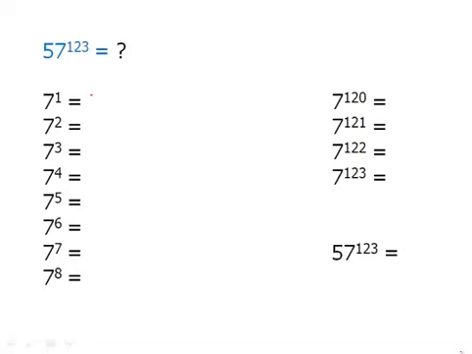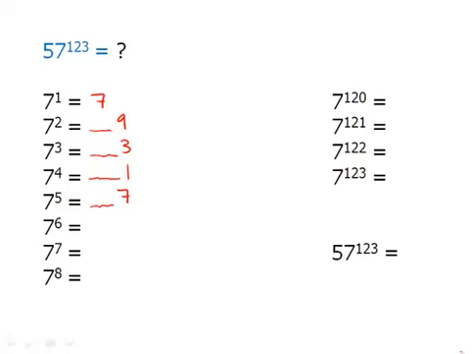So 7 to the first, of course, just 7. 7 squared, 49. I'm just going to write that as something 9. We have a unit digit of 9. And then multiply by 7 again. 9 times 7, 63. So now we have something with a unit digit of 3. 3 times 7, 21. That's a unit digit of 1, so now we have a unit digit of 1. 1 times 7, we have a unit digit of 7.